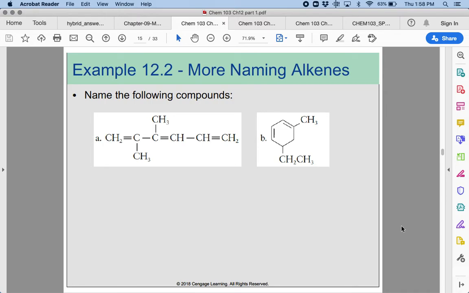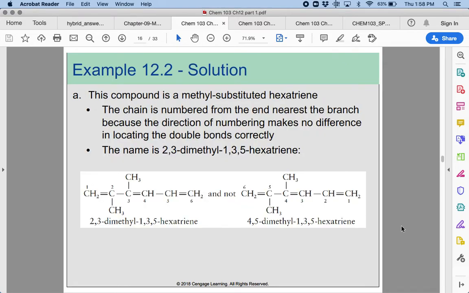Go ahead and name these following compounds. I encourage you to pause the video here and try naming these on your own first. So as we go through to name these, we're going to use the same IUPAC rules as we've been using. First, find your longest carbon chain. Then try and get your double bonds to be the lowest number possible. And then on top of that, you're going to add your additional alkyl groups in alphabetical order.